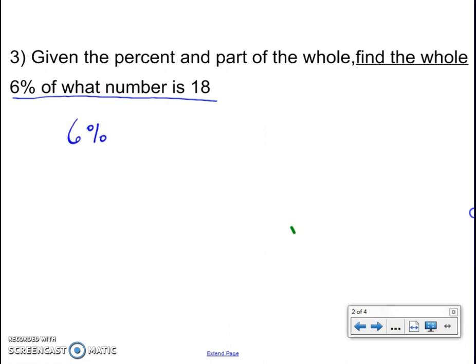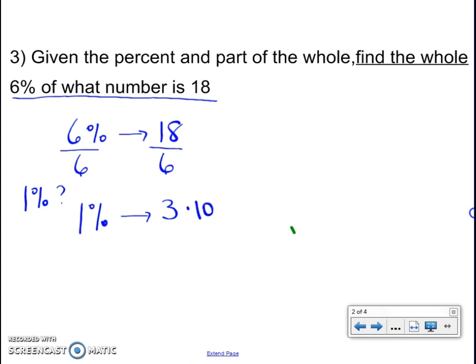So if I have 6% is 18, what would 1% be? Okay, so that's my question mark. So in order to get to 1%, I know that I need to divide 6 by 6 to get 1, and whatever I do to one side still applies. I'm going to divide by 6 here. So 6 divided by 6 is 1%. 18 divided by 6 is 3. So 1% is a value of 3. So in order to get to 100, I just multiply that by 100, and it's giving me 300.